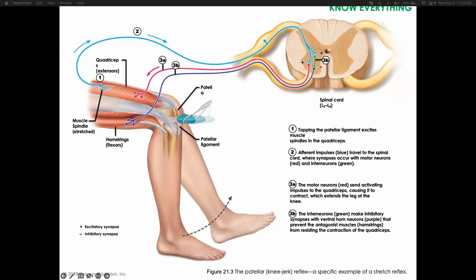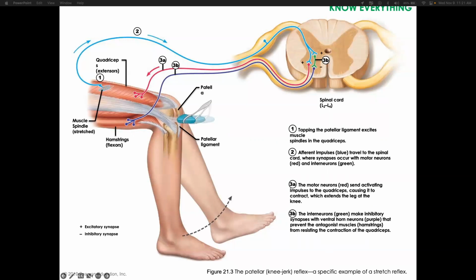Then here's our last slide of the day. This shows a stretch reflex. This shows how antagonistic muscles are inhibited from acting to compose the intended reaction at the knee. So for this one, the sensory neuron is picking up the signal from the hammer tapping the patella and sending a signal back to the spinal cord.